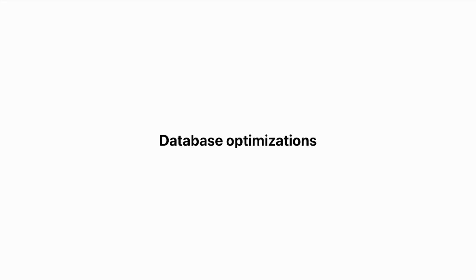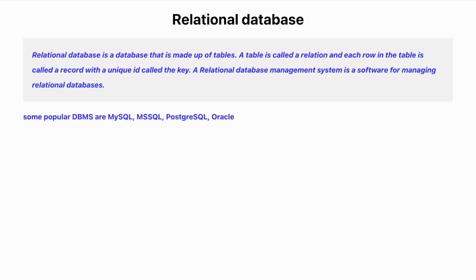Hi, today I'm going to speak about database optimizations. First, we look at the definition of relational database. A relational database is a database that is made up of tables.